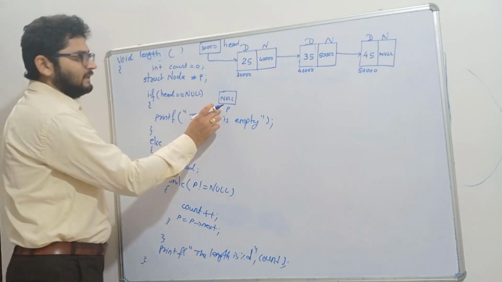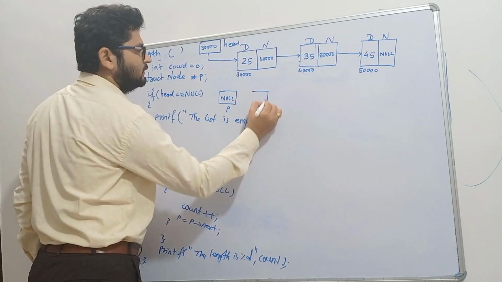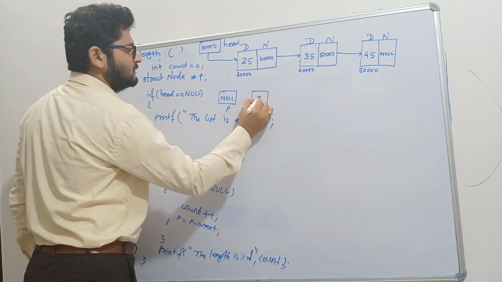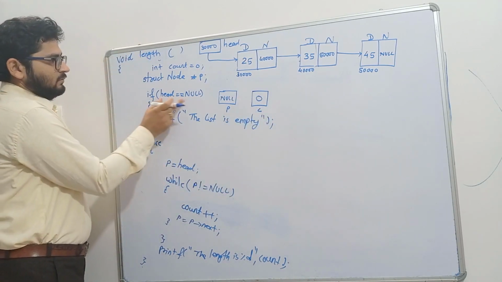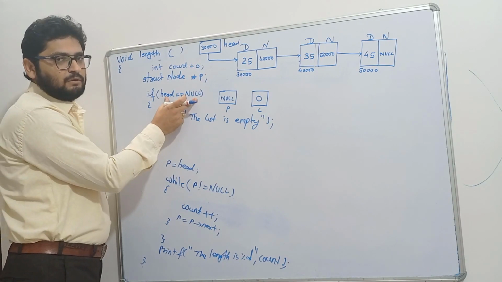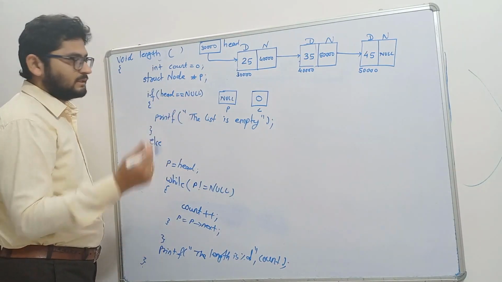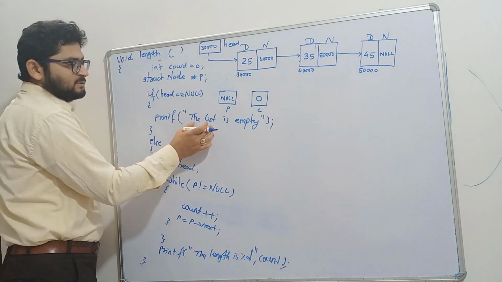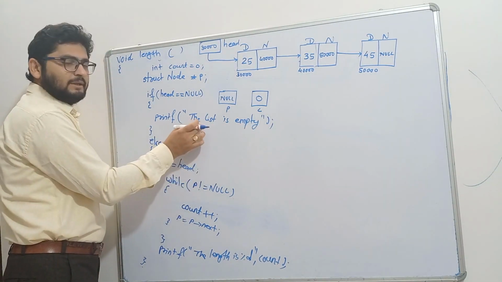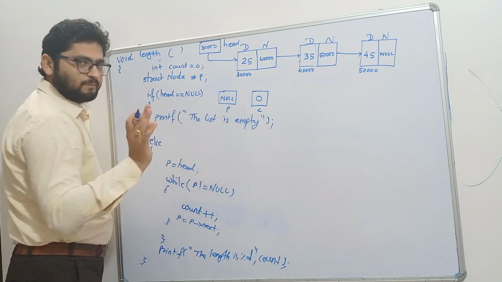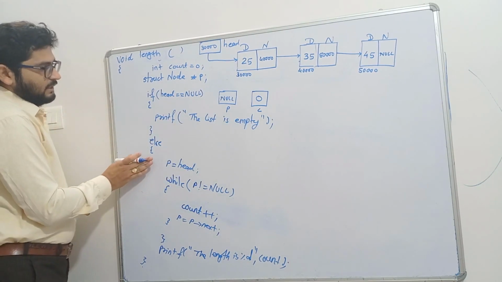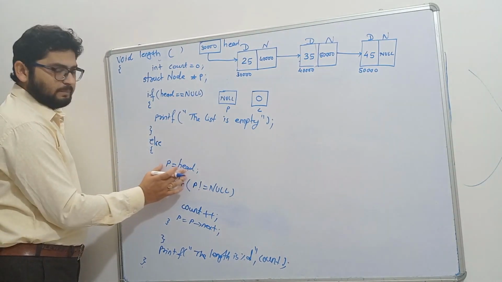Obviously again p will be there, so along with p there will be one count. Okay, so it will be 0. Now we will check whether the list is empty or not. Obviously if the list is empty, the count is always going to be 0, means there is no node in the linked list. Okay, so we are just printing the list is empty, or here you can print the count is 0. Okay, now here again in the else part, what I am doing, p is equal to head.